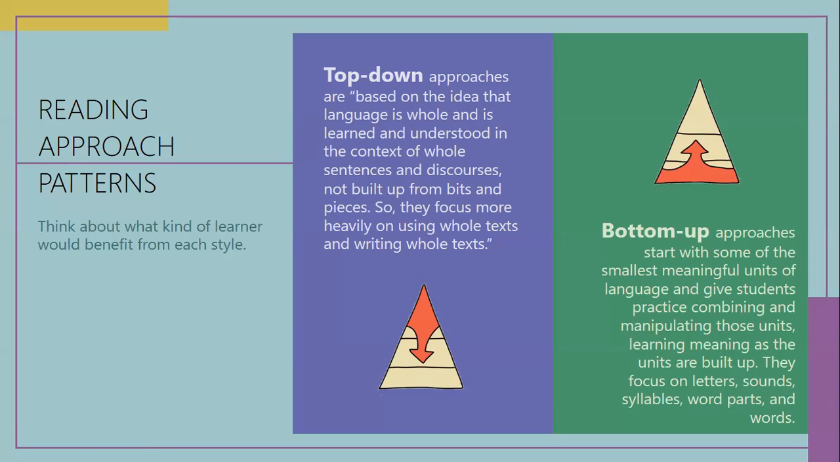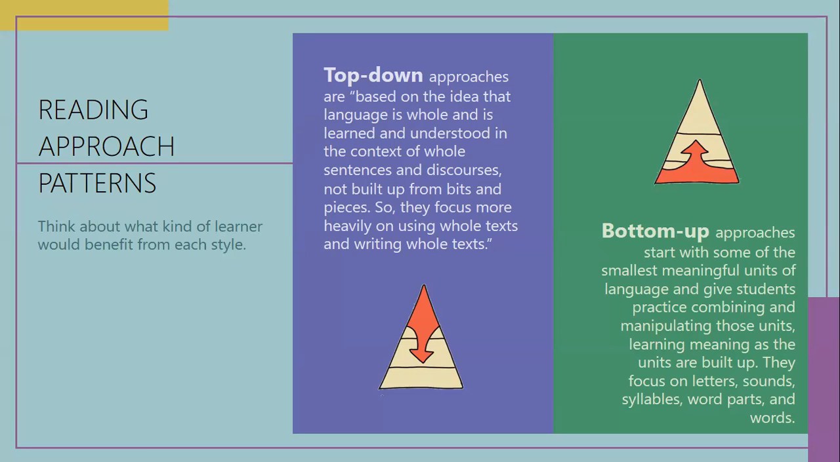Now we're going to start talking about some different approaches to reading. This isn't necessarily anywhere on the reading rope, so we're stepping away from this layout briefly. So this is just thinking about what kind of learner would benefit from each of these two styles. And so the two styles that we have listed here are top-down.